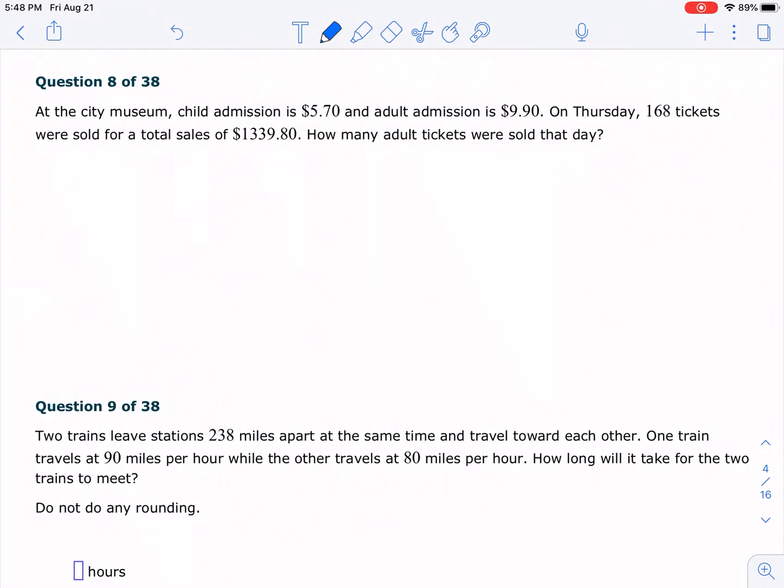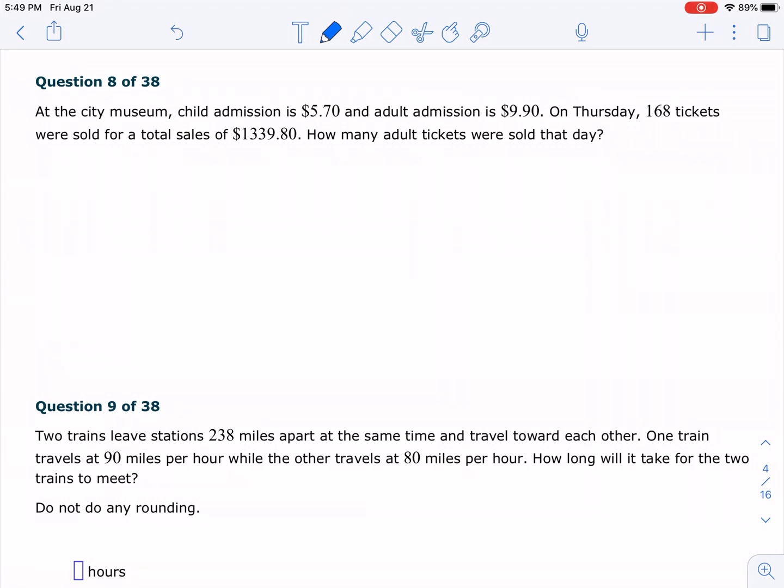Let's take a look at some application problems for linear equations. So for number 8 right here, I understand that we have to find how many adult tickets, and when you see child and adult, we tend to name two variables, which is x and y. However, if you come up with two variables, you have to come up with two equations. So let's just keep it one equation this time.